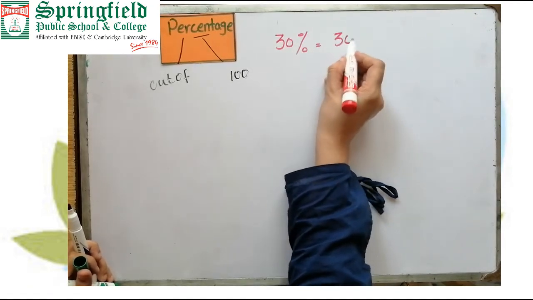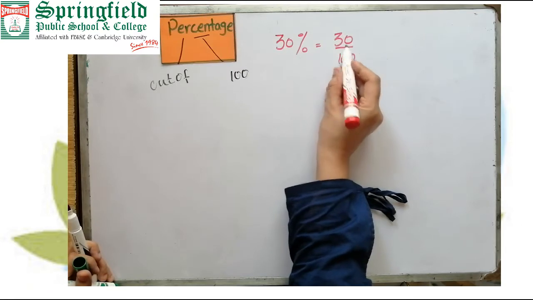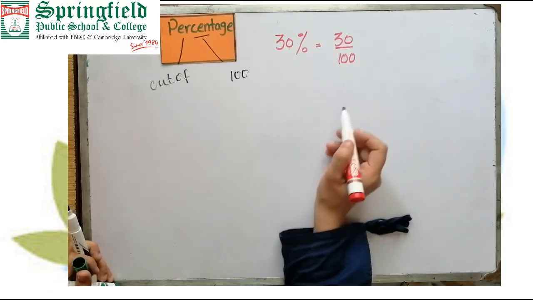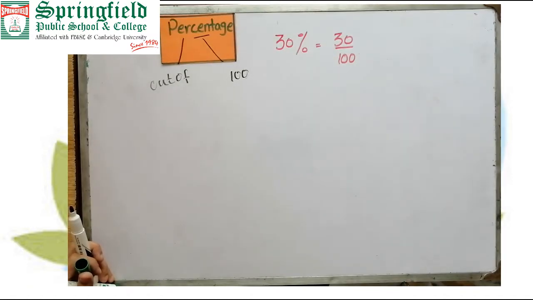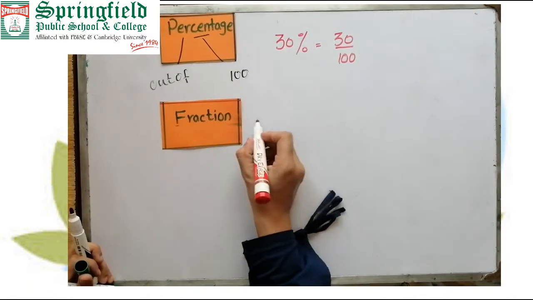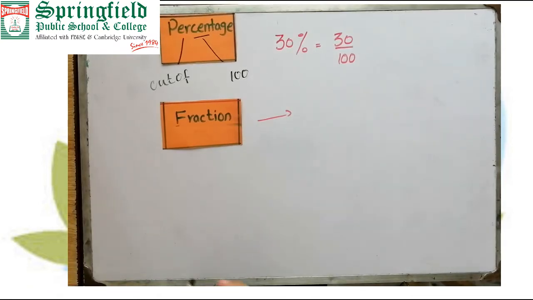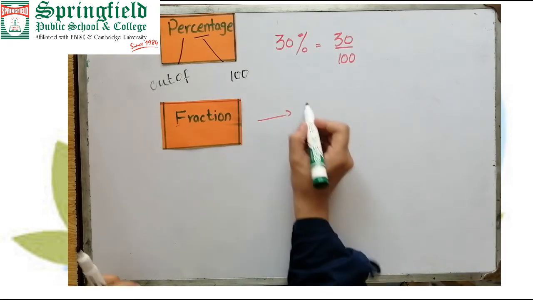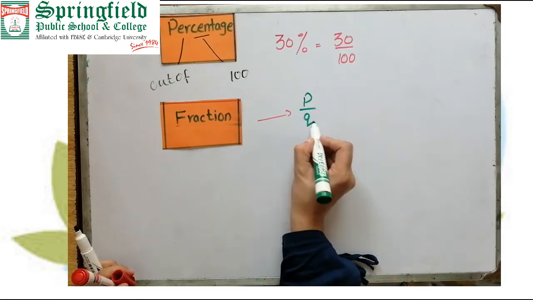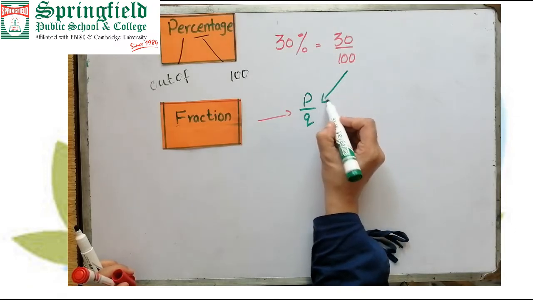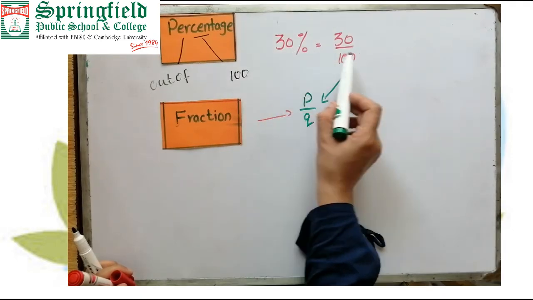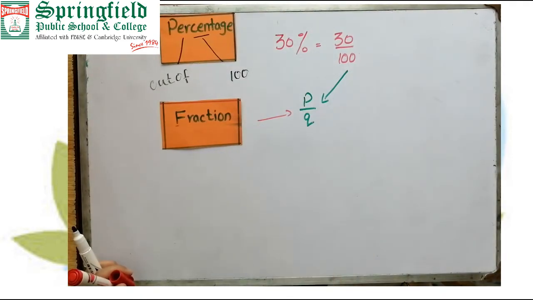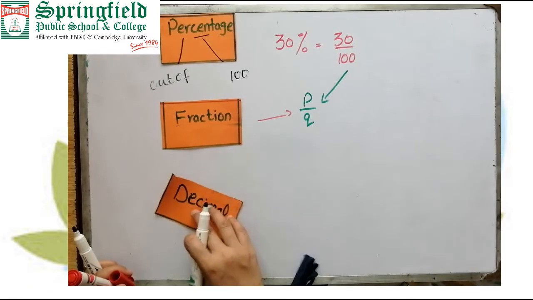Okay, let a number be 30%. So 30 out of 100 we can write. So 30 out of 100 means 30%. Understood? Okay, we also learned about the fraction. P by Q form is called a fraction. So 30 by 100 is called a fraction form. So it means we can write percentage form into the fraction form, and fraction can be converted into the percentage also.